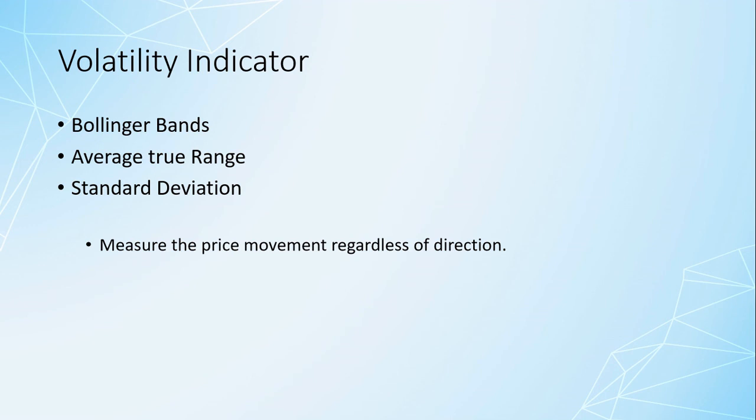I hope you get some idea about when to use these indicators. If you are in a trend market, you should use trend following indicators. If you are looking for a reversal, you should use oscillators. And if you want to trade based on volatility, you should use volatility indicators.